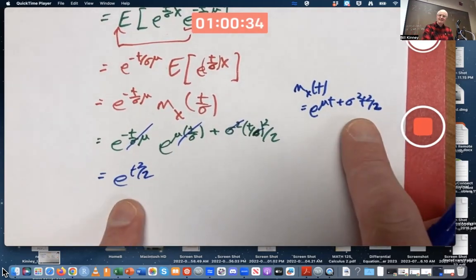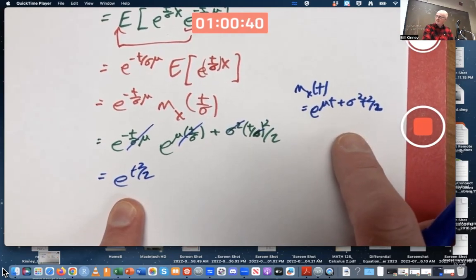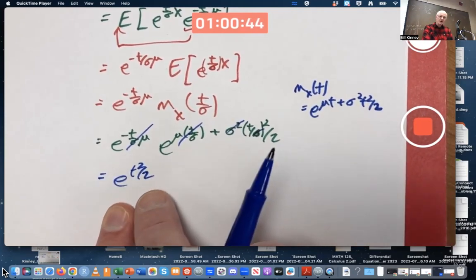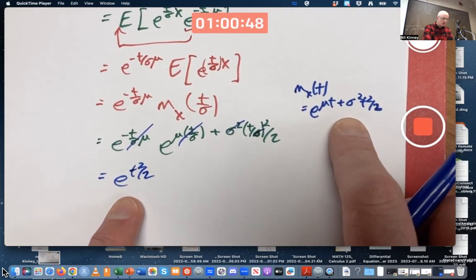Compare these two things. This is the general moment generating function for a normal random variable with mean mu and variance sigma squared. I'm saying the moment generating function of Z is this. These two things will be equal if mu is 0 and sigma squared is 1.